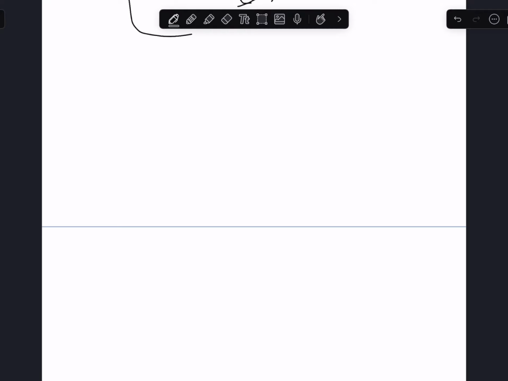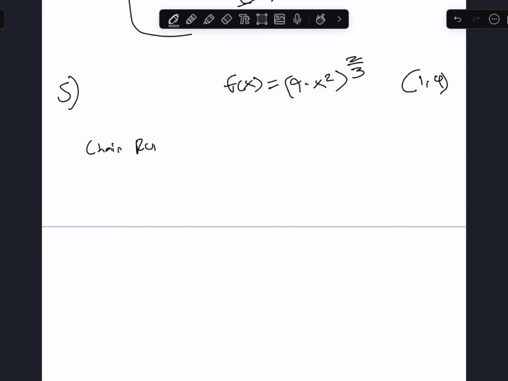All right, next up, we're going to be tackling question 5. Question 5 is asking us to find the equation of the tangent line to the graph f of x equals 9 minus x squared to the power of 2 over 3 at the point 1, 4. Right, into this, we're going to have to use the chain rule. And the chain rule states that the derivative of f of x is equal to df over du times du over dx.